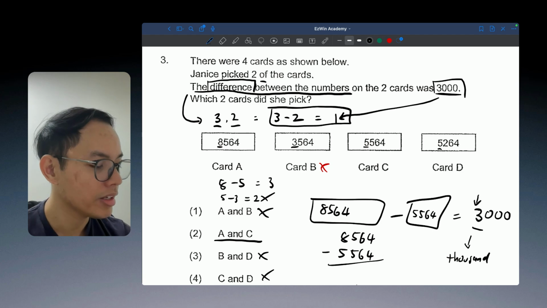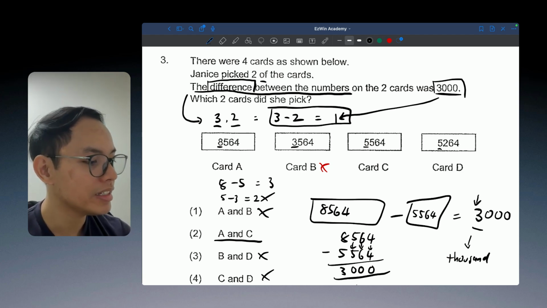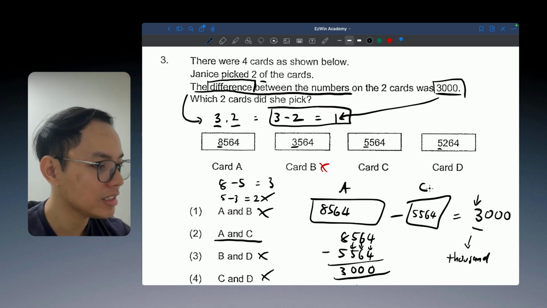Okay, so if we do our workings over here, 4 minus 4 is equal to 0. Same number, if you minus each other, then it becomes 0. 5 minus 5 equals 0. Now 8 minus 5 equals 3000. And that's why this is card A and card C, and that's where you get 3000.